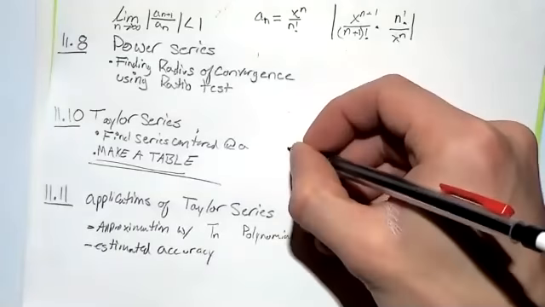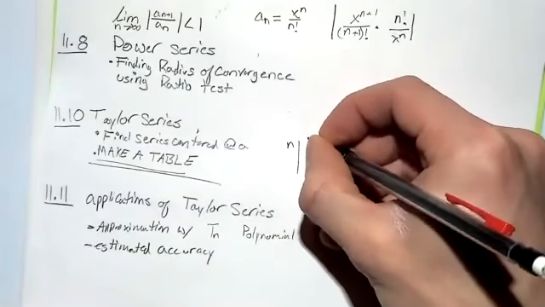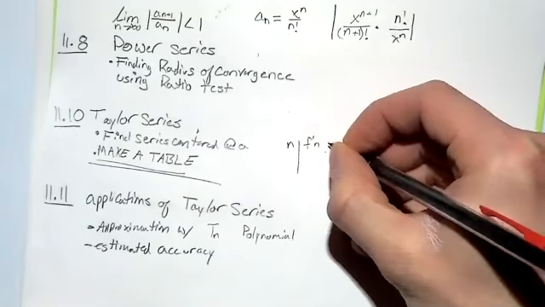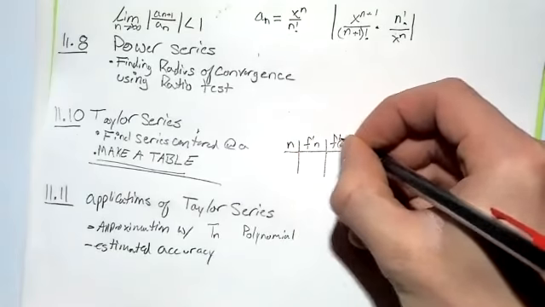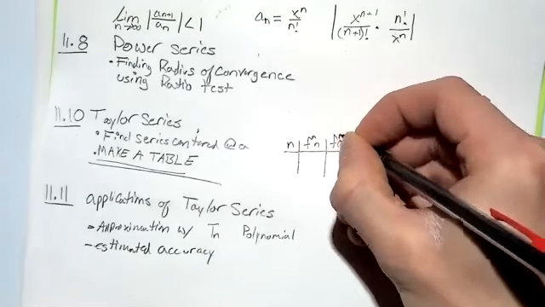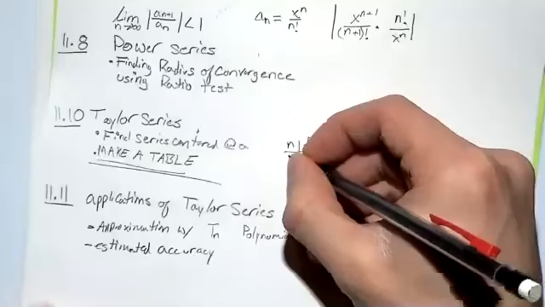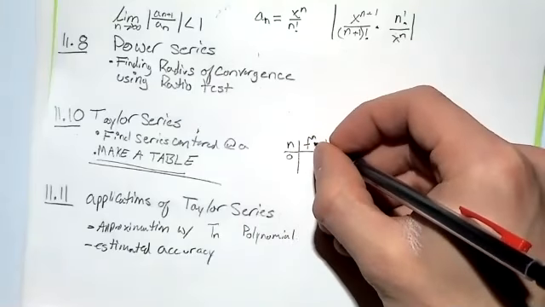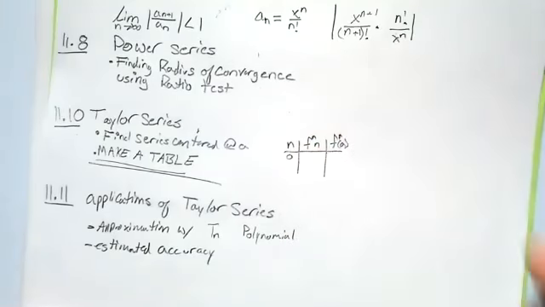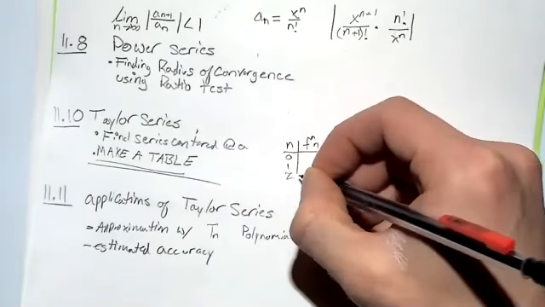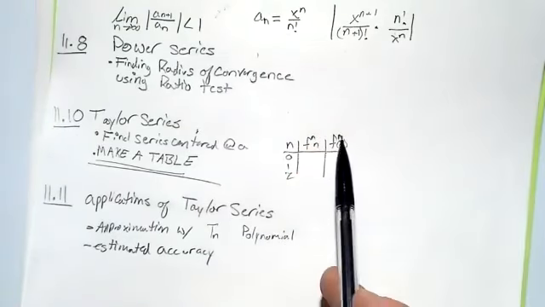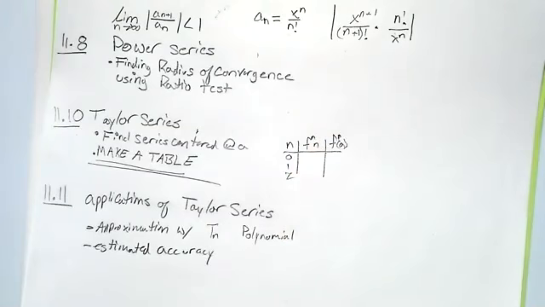Make a table. You're going to have an n, and then f to the n of a, the nth derivative at a. So when n is 0, we'll just have f, when n is 1 we'd have f prime, n is 2, f double prime, and so forth, plugged in at that a value. That's going to help us. We'll write that out, and that will help us see a general formula.